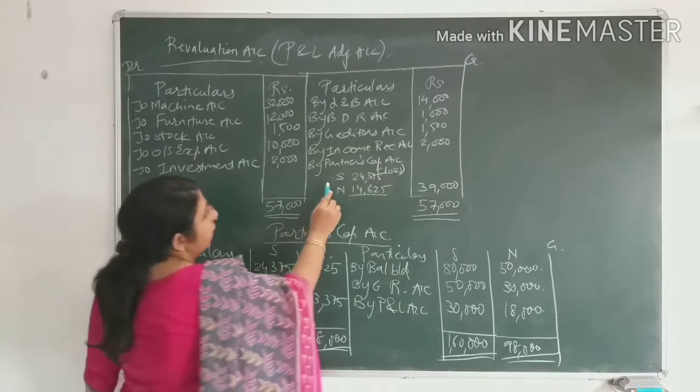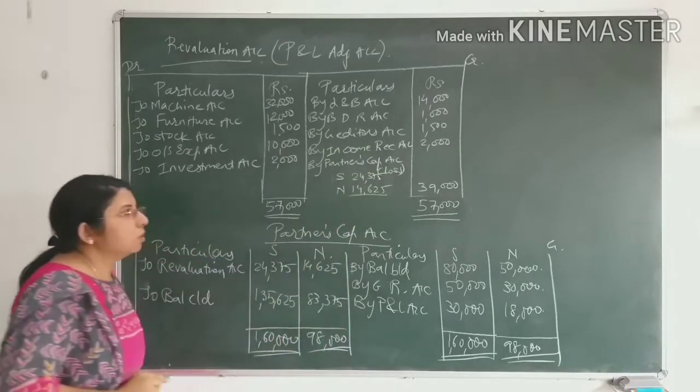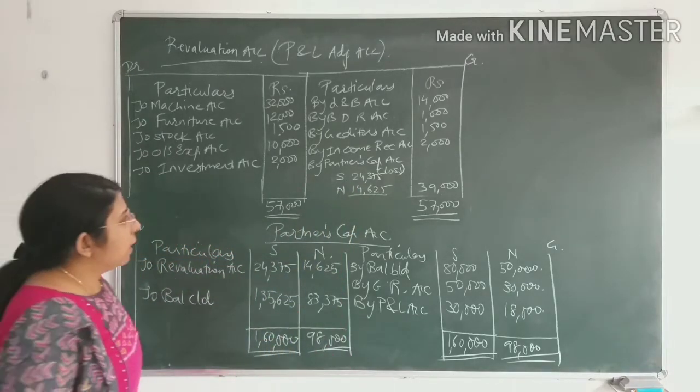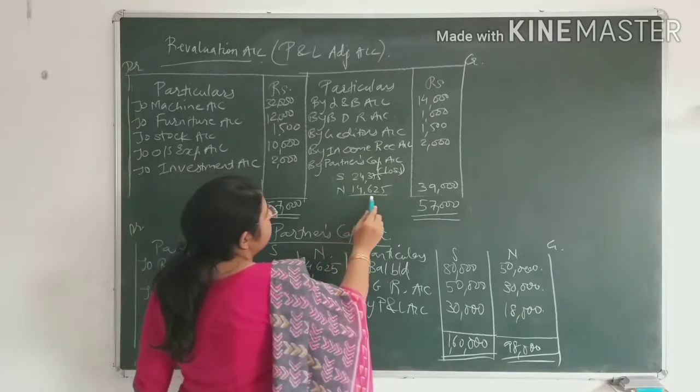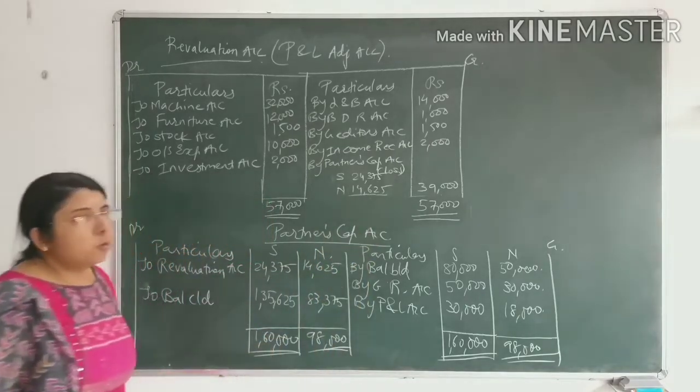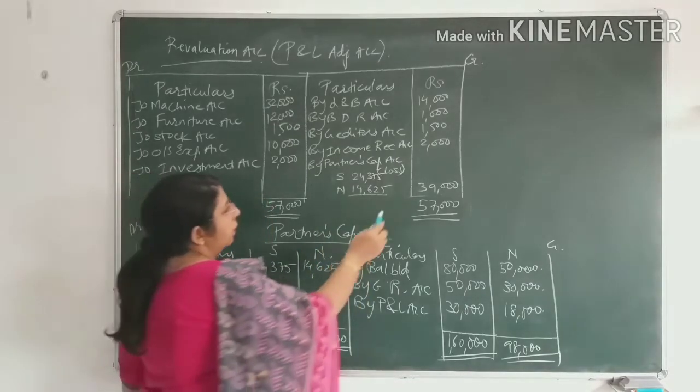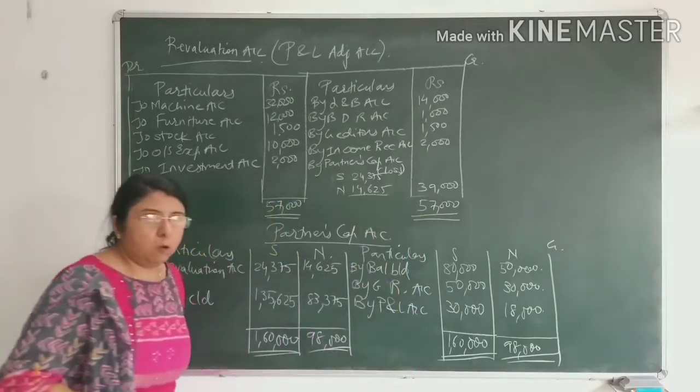So the last journal entry would be partners capital account debit. It means S's capital account debit 24,375, N's capital account debit 14,625, to revaluation account credit, that is rupees 39,000.